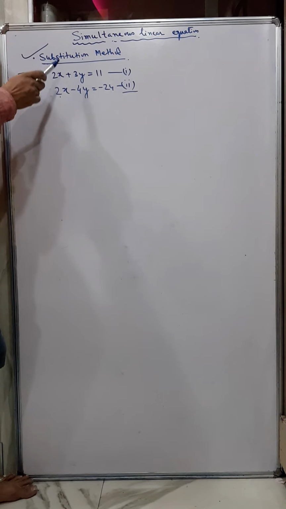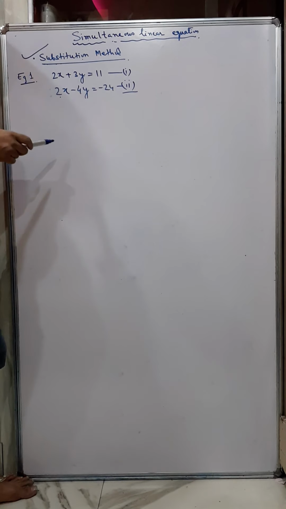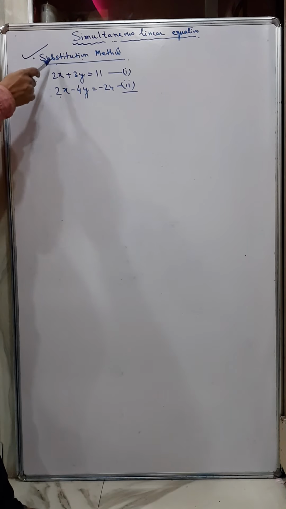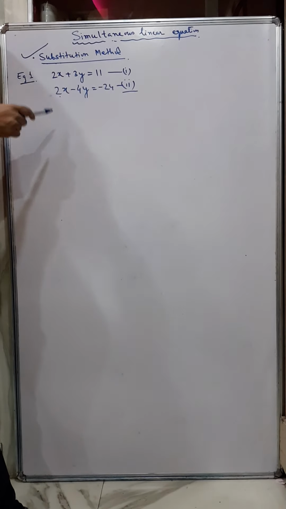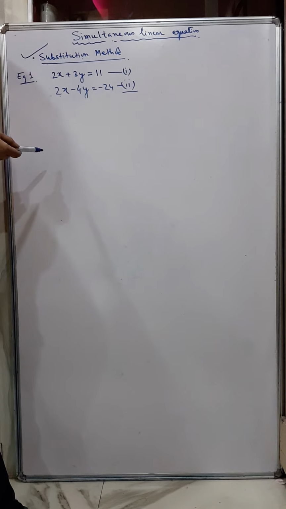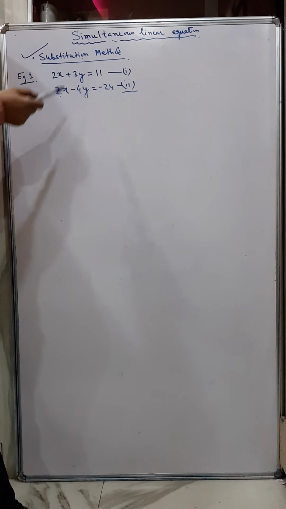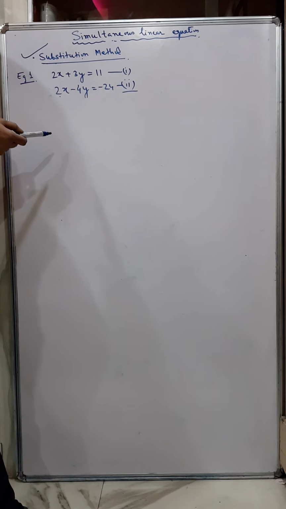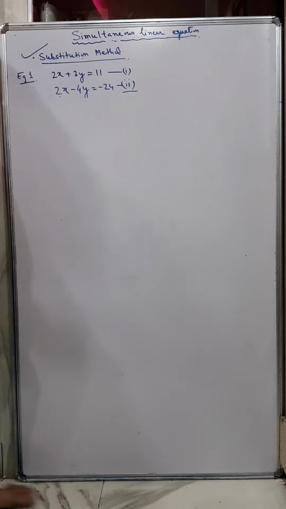Now for this we have generally three methods. The first one is substitution method, then you have elimination method, and then you have cross multiplication method. The most common and simple method is elimination method, but we should know all the methods. So we are starting with substitution method.